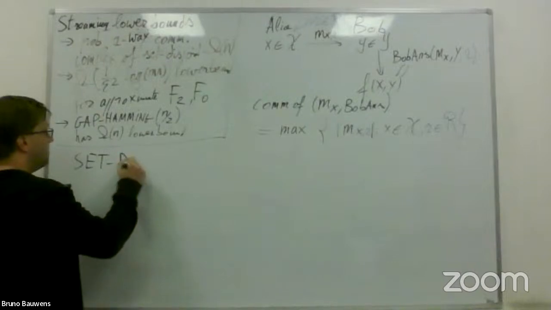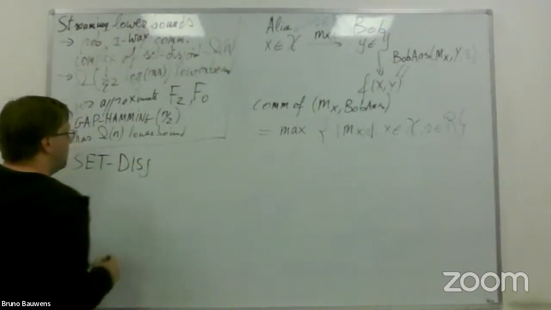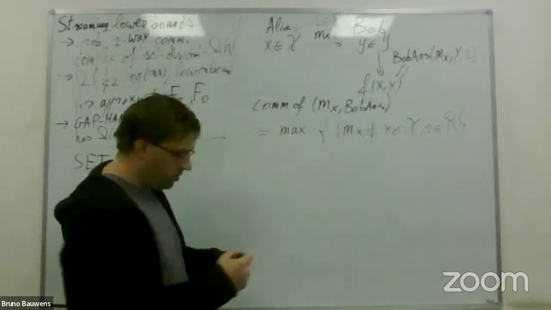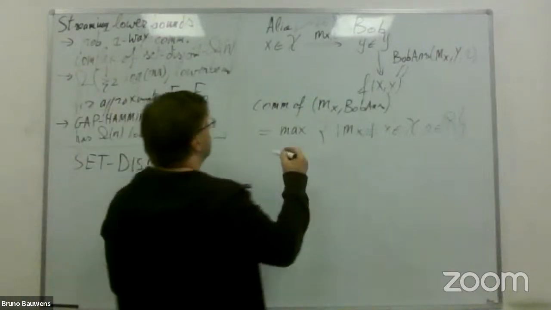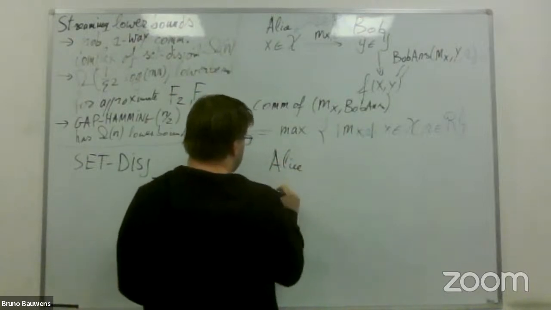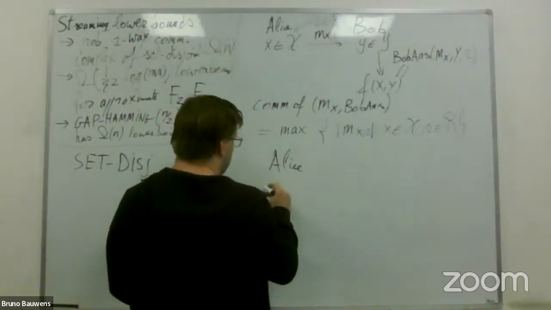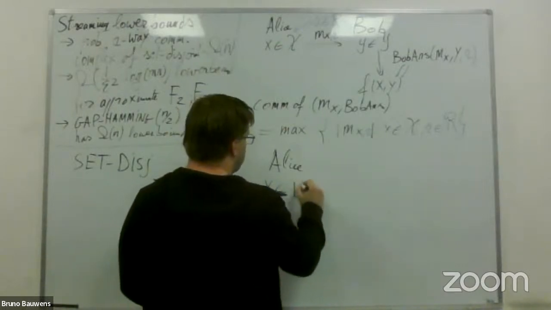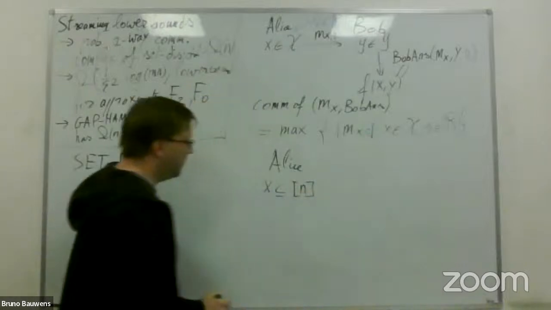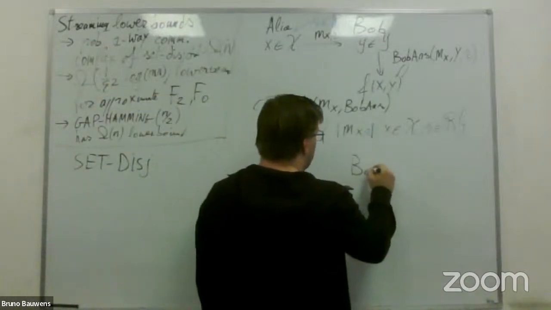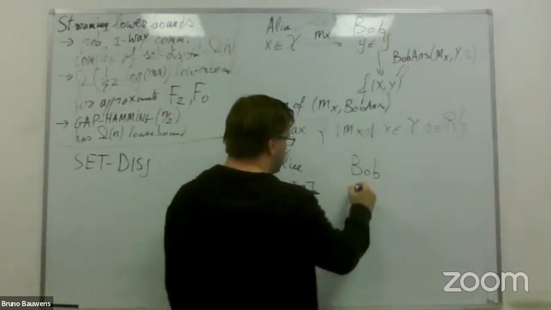Okay, so set disjointness. The problem is that X in set disjointness, Alice receives X, a subset of N. So Alice receives a set. Bob receives another set.